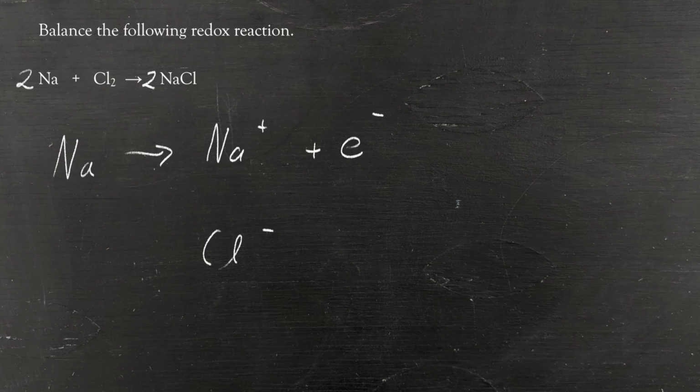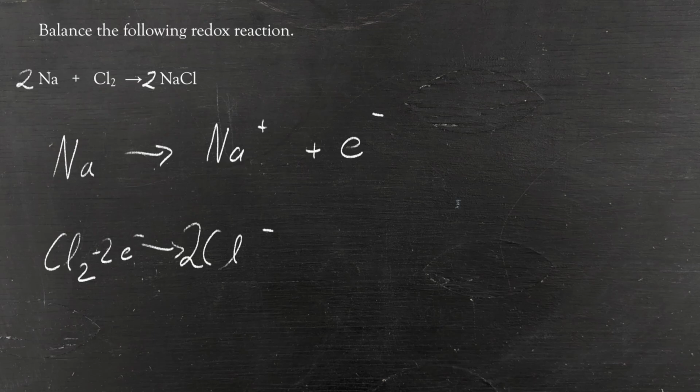For the second line, we had Cl2 going to form Cl-. So we have 2 chlorine on the left, but only 1 on the right. So we'll put a 2 out the front. Now again, we look at the charges. We have 2 negative charges on the right, but no charge on the left. So we will put in 2 electrons. At this point, each of these half reactions is balanced, but they don't have the same number of electrons.